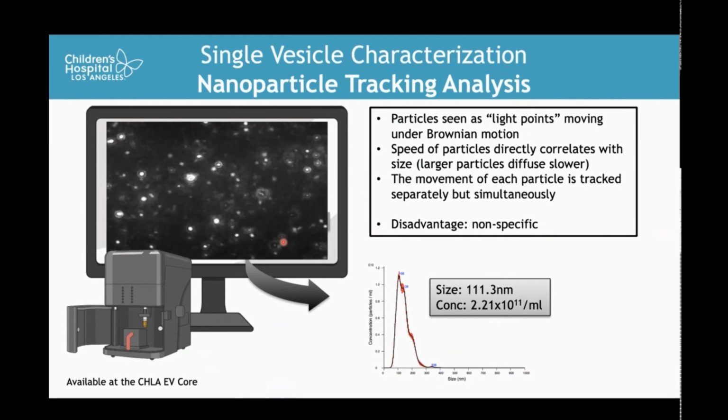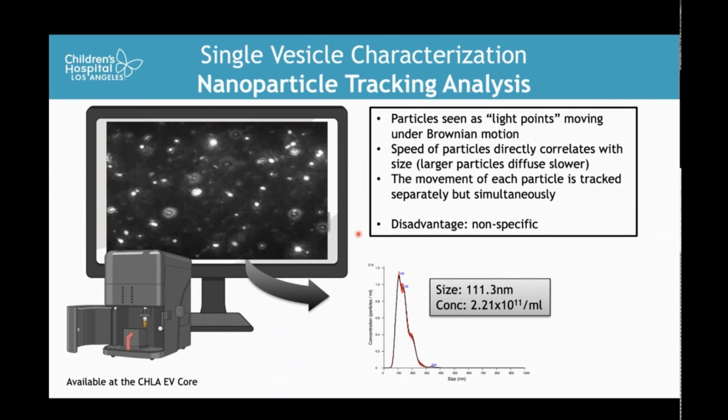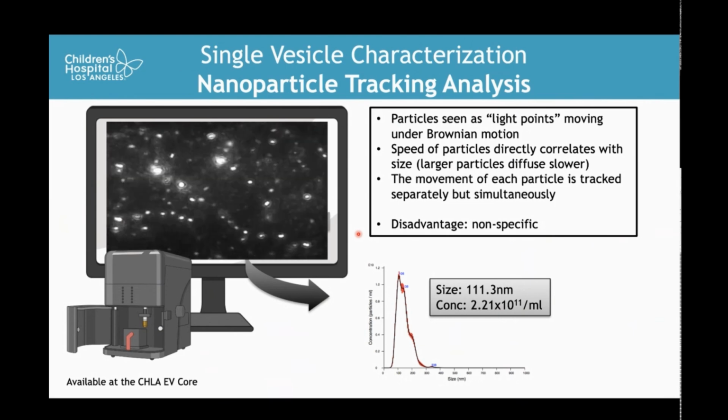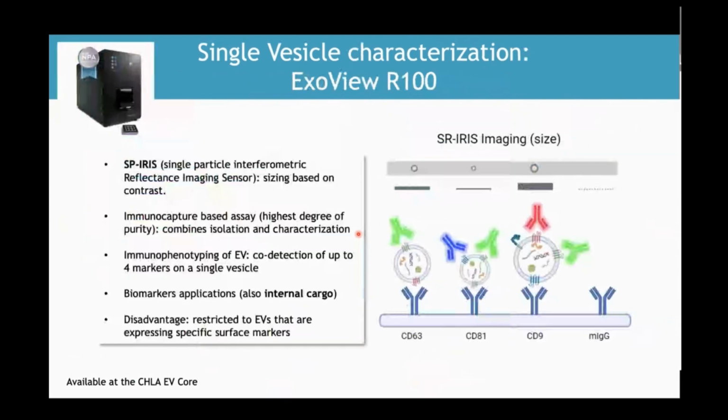So we're just looking at particles that are flowing in the instrument. We cannot use specific markers. Newer instruments can do that by fluorescence, but I don't think they're very accurate.